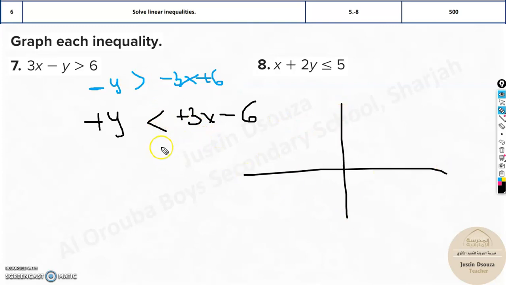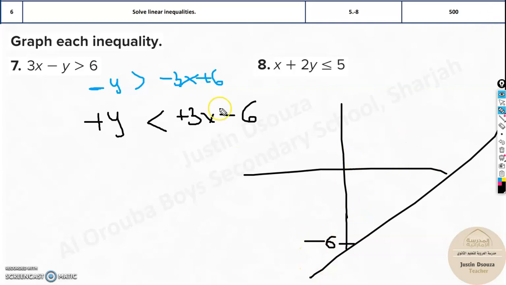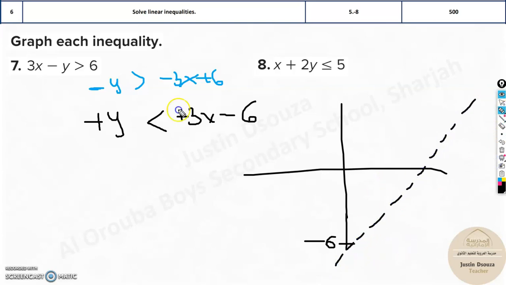You need to graph this. Look, it's plus 3x, and it's minus 6. So minus 6 means it's somewhere over here. It's going upwards. The graph is going upwards. And since it is just greater than, it would be a dotted line upwards. And then the solution region is everything that is below this line. Why? Because y is less than, isn't it? It's changed. So this is the answer.